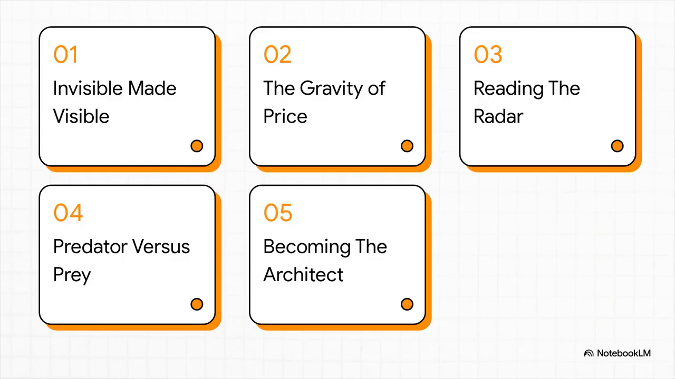All right, let's dive right into today's roadmap. We've got 5 quick sections to cover. First up, the invisible made visible. Then, the gravity of price. Third is reading the radar, followed by predator versus prey. And finally, becoming the architect. Let's get right to it.